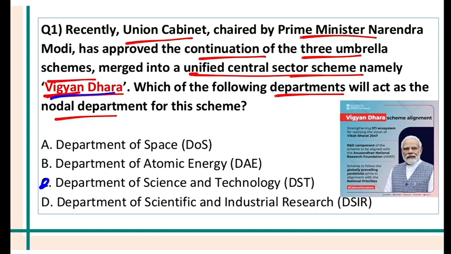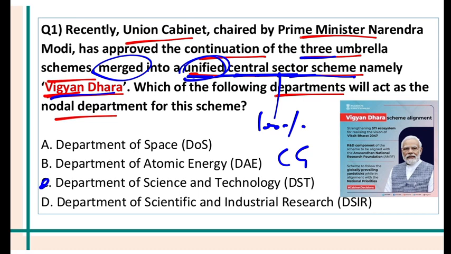Vigyan Dhara. So they were running 3 schemes. And now they have merged all the 3 schemes and created a unified central sector scheme. Unified means merged. 3 schemes are now unified or merged into one. Central sector means 100% funding is done by the central government. That is called a central sector scheme.